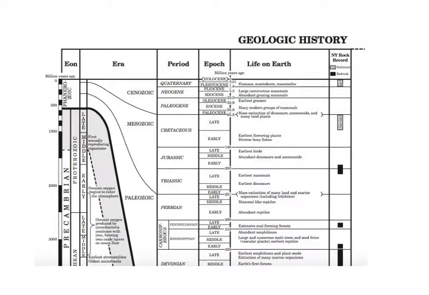Okay, hopefully you got that question right. You should have seen humans right here in our Life on Earth column, and that happened during the Pleistocene, and the Pleistocene started at least 1.8 million years ago.